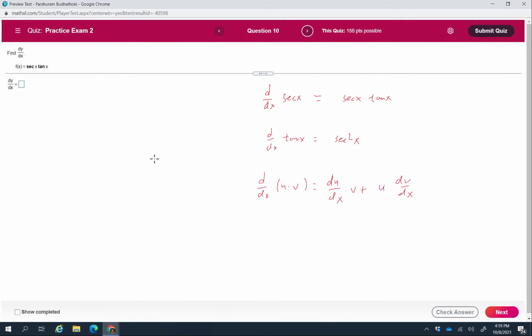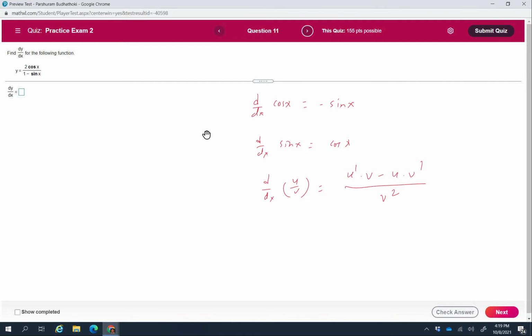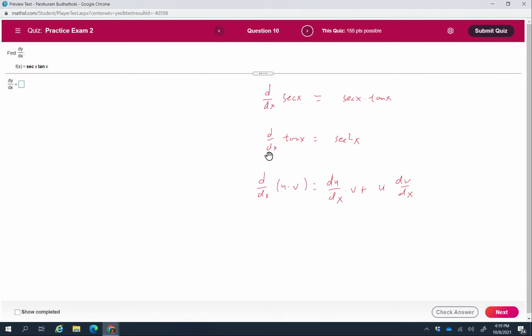Okay. So the second question, I just leave this to you because you already know the formula. Just plug the values of the derivative of secant x, the derivative of tangent x, secant x, and tangent x into this formula, then you will be fine.